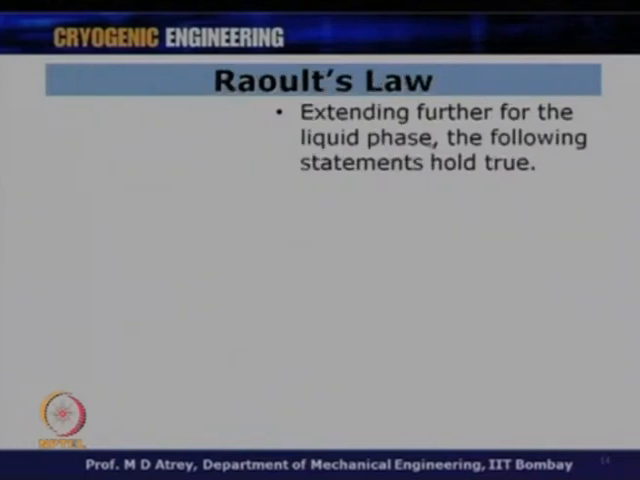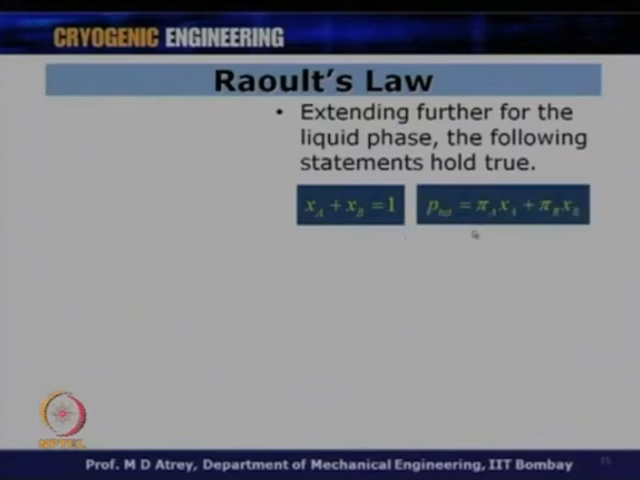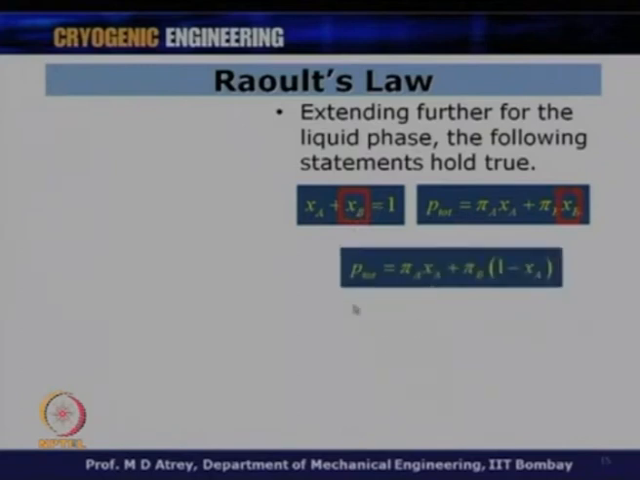So, extending further for the liquid phase, the following statement now holds good: Xa plus Xb is equal to 1. The molar fractions in a given mixture sum to 1, and P total, as we have just seen, is equal to pi A Xa plus pi B Xb. If I now replace Xb with 1 minus Xa in this expression, what I get is P total is equal to pi A Xa plus pi B into 1 minus Xa.